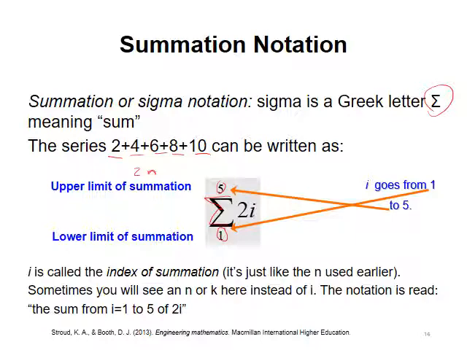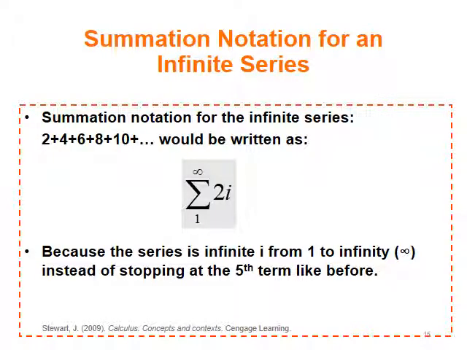We can read this expression as the sum from 1 to 5 of 2i. You see here, this is the summation notation. But what if the summation goes to infinity? I cannot calculate up to infinity because infinity is not defined. It's an infinite number. So here we need to use methods to find its value.